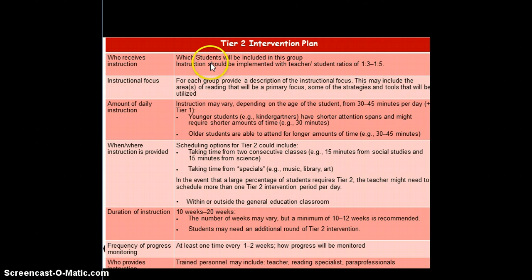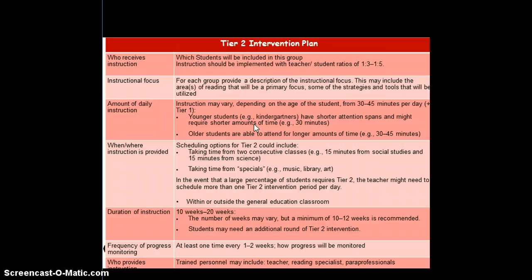In this column, what we should have listed is which students off your data sheet are included in a particular group. Keep in mind that these groups should be implemented with a teacher-student ratio of 1 to 3 or 1 to 5. Depending on the severity of their deficits or how numerous their deficits are can help you determine how many students you're going to have in a group, and you also need to consider who's providing that intervention. So with 16 students, you can have probably anywhere from 3 to 4 to 5 groups, depending on what that data looks like.